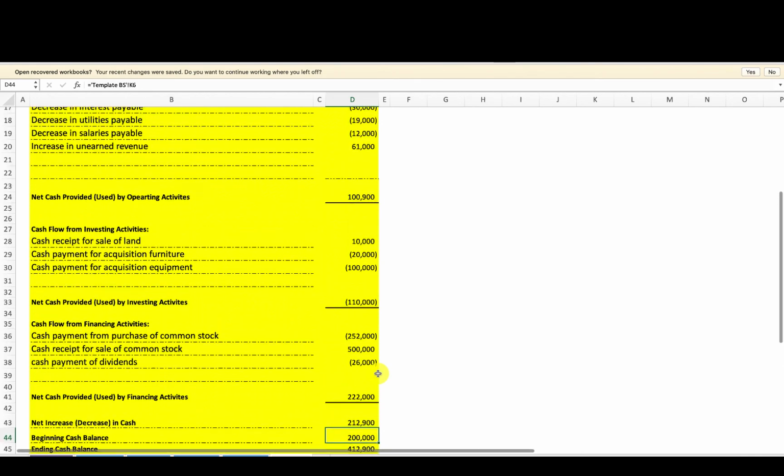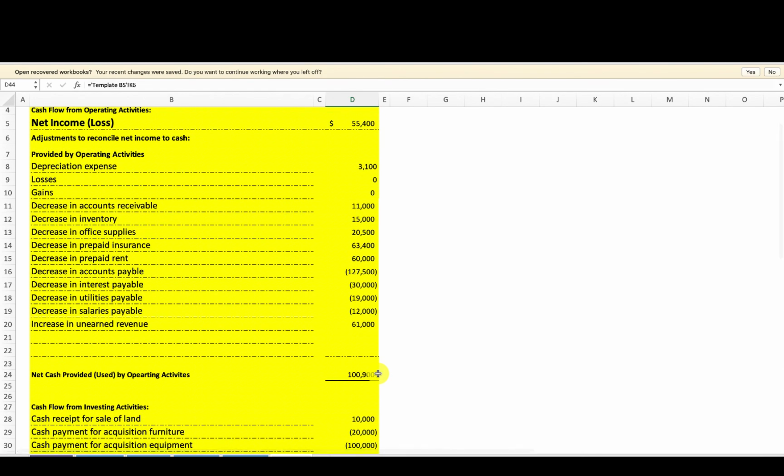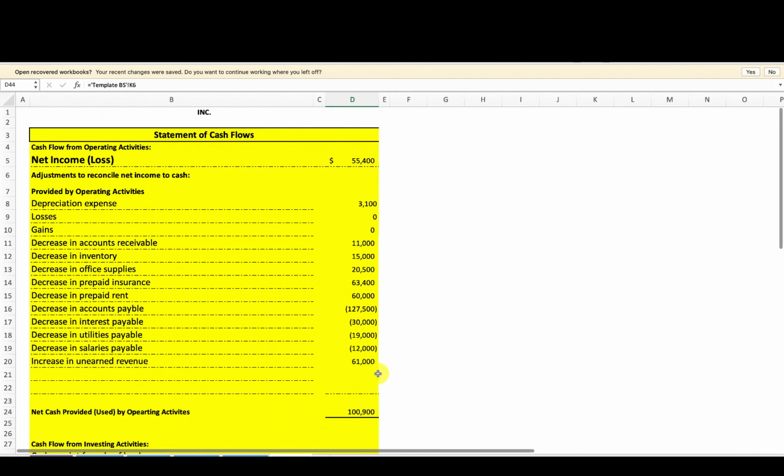All right. So that is how we do the cash flow statement. Once we have the income statement, statement of retained earnings, and balance sheet complete, we can then do the cash flow statement. So now you've done the 4 financial statements with the trial balance that you've created.